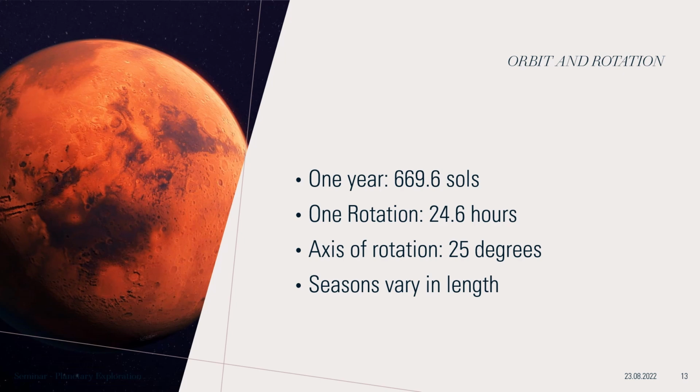Now, if you look at the seasons on Mars, they vary in length. Seasons compared to the Earth are not evenly spread. They vary because of the elliptical, egg-shaped orbit of Mars.